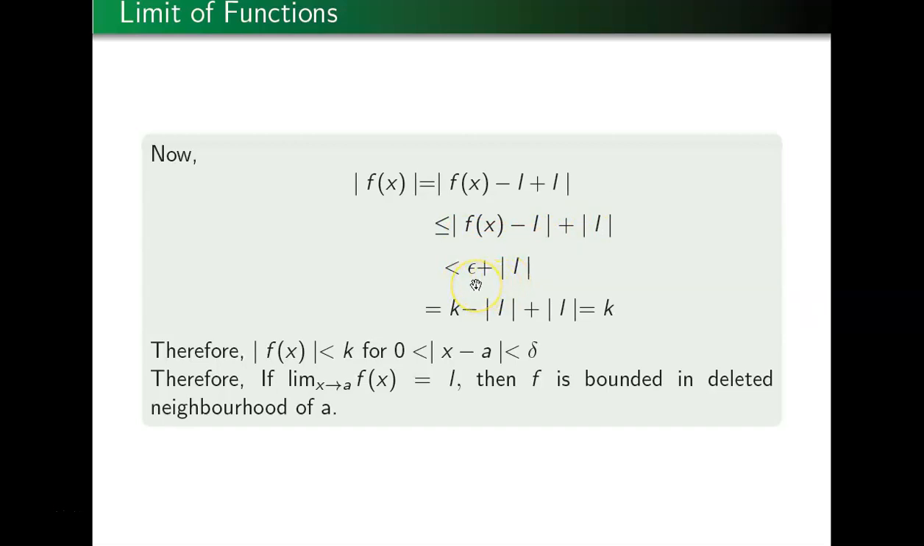And in the very start of the theorem, we defined epsilon as k minus mod L. So put the value of epsilon here as k minus mod L plus mod L. This cancels with this, and we get k, which proves that mod f(x) is less than k for 0 less than mod x minus a less than delta. Therefore, whenever the limit of f(x) as x tends to a is equal to L, then f is bounded in the deleted neighborhood of a. So this is the proof of the second theorem.